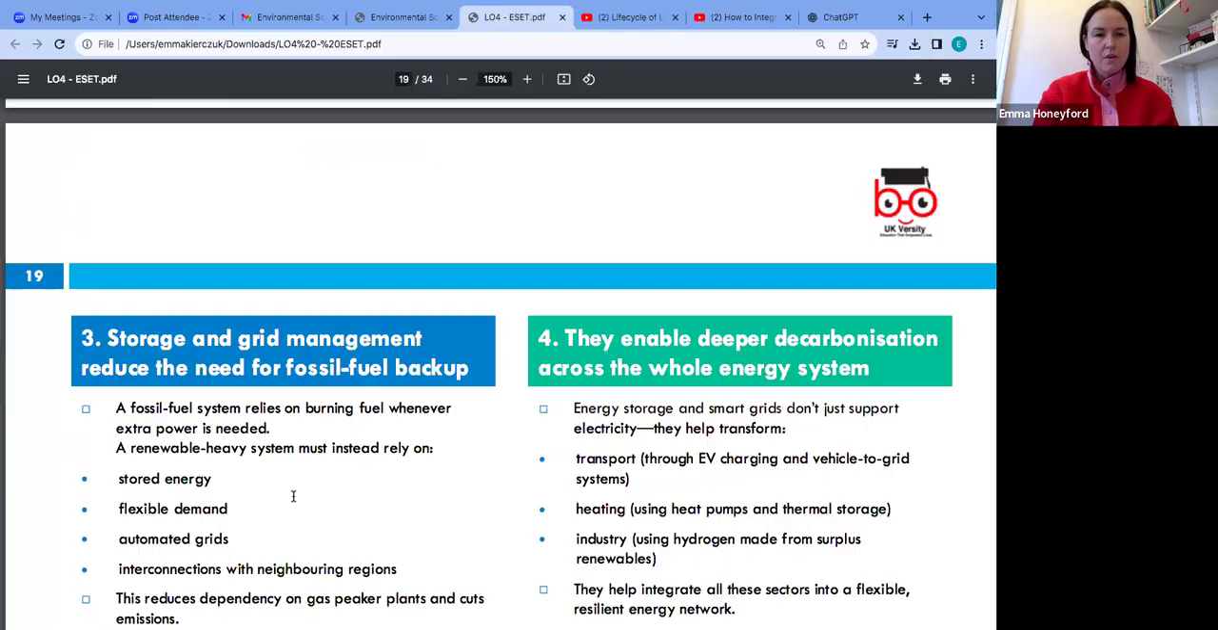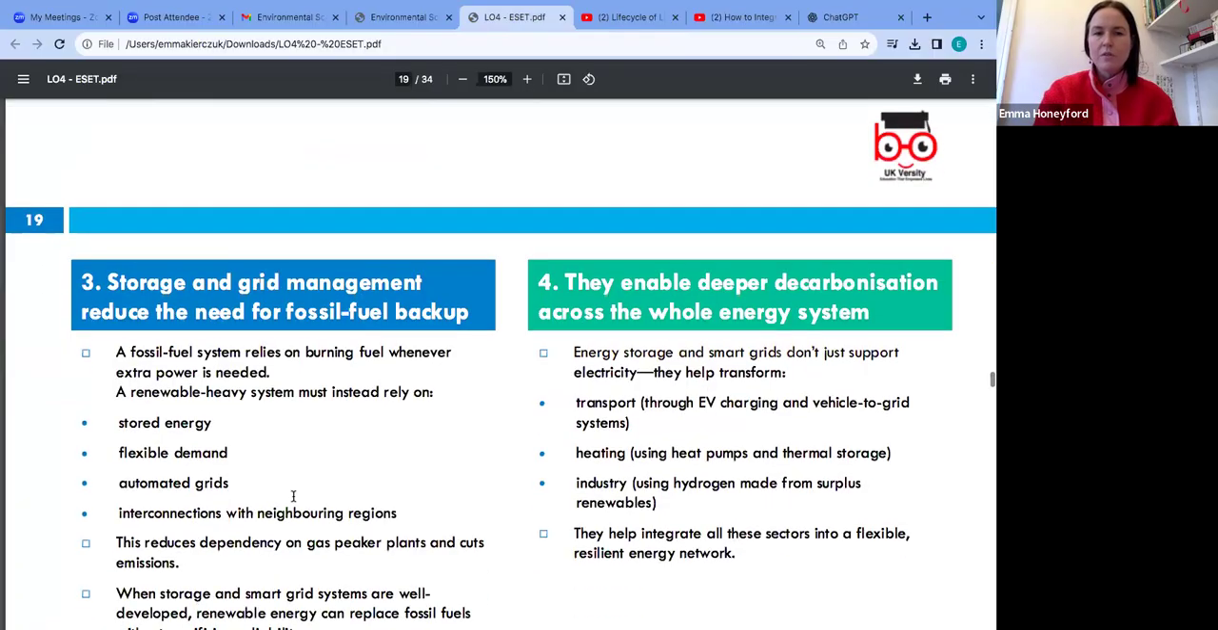Okay, so this section around the storage and grid management, reducing the need for fossil fuel backup. I think this is really important because this is a challenge for us, having energy security and achieving the ambitious targets of becoming carbon zero.